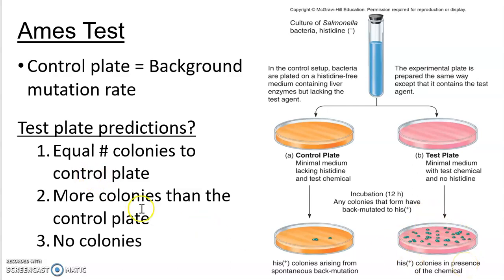And so if you think about this, if your test plate has an equal number of colonies to your control, you would say that chemical is not mutagenic. It did not cause an increase in the number of mutations because we didn't see an increase over our background level. If you have more colonies on here, then you're going to say that chemical is mutagenic. And if you have no colonies on here, you're looking at a chemical that we don't really care if it causes mutations because it's toxic. No cells could survive in the presence of that chemical there. So the Ames test is kind of a cool way of identifying these mutagens that are out there.